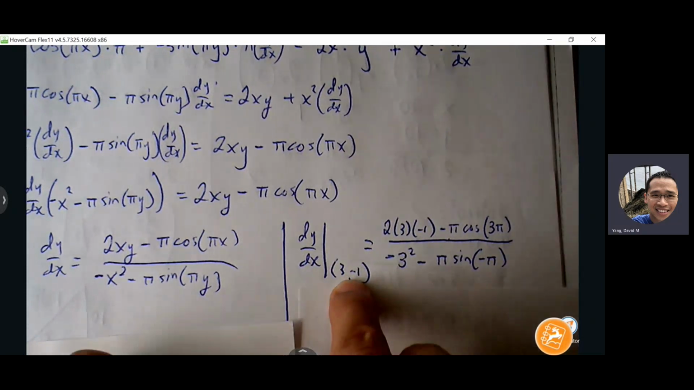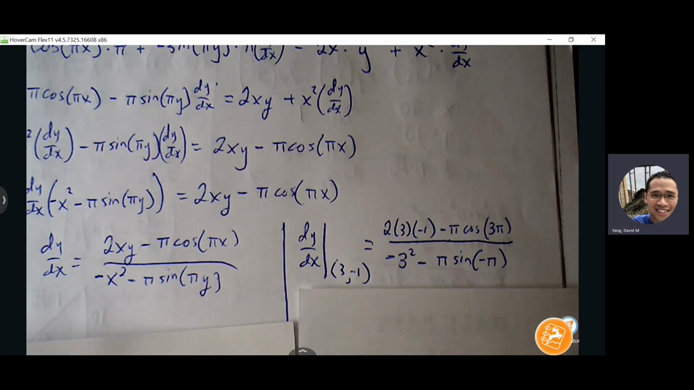And so that's the notation that we typically use. If we have a derivative that has x's and y's, we use that vertical line with the 3 and the ordered pair to indicate that, okay, for this derivative, I need both the x and y values. So I'm about to insert them into my derivative equation.